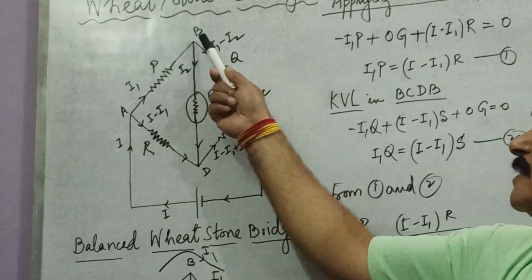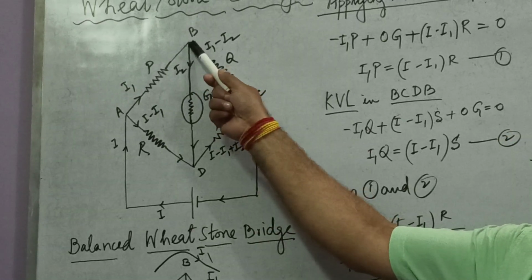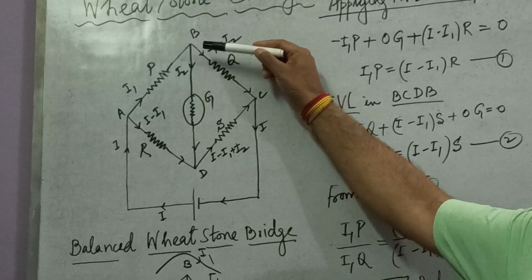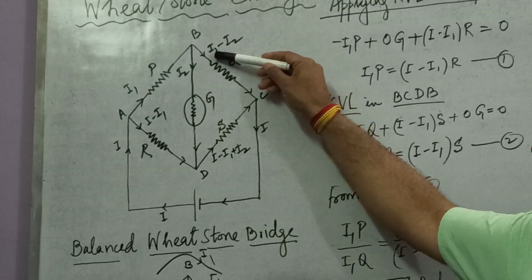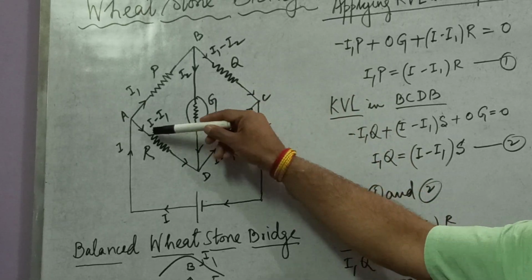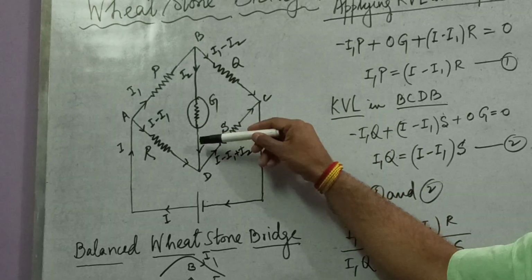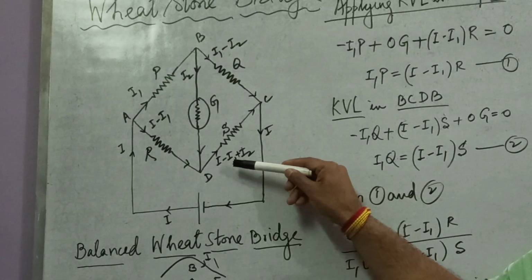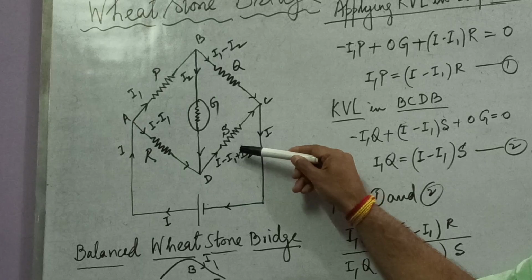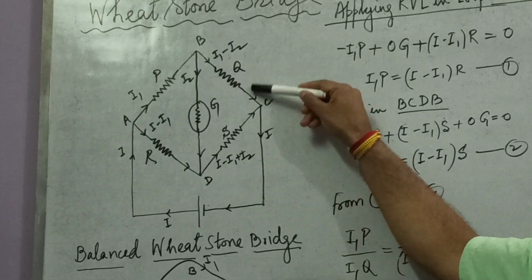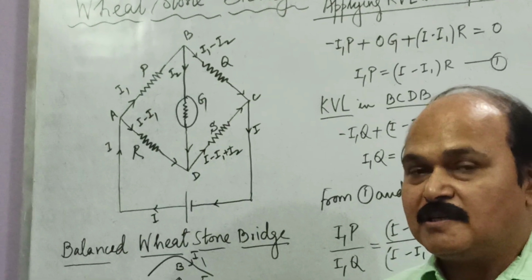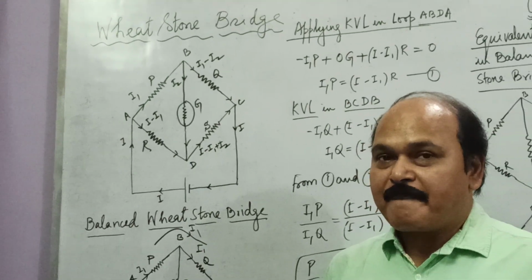When I1 reaches here, again this is a junction. This I1 here is distributed into two parts. I2 goes this way and I1 minus I2 moves this way. And this I2 will come here, this I minus I1 will come here. They will combine to form current I minus I1 plus I2. Sum total of these two is the current here. So this current and I1 minus I2 they combine to form current I in the circuit. That's how the current is distributed in this arrangement.